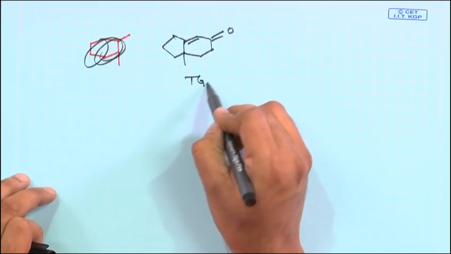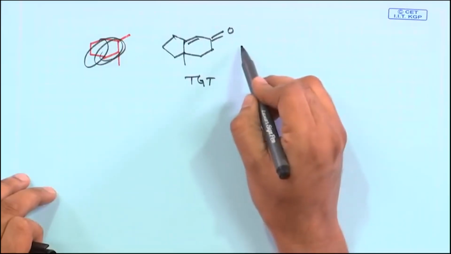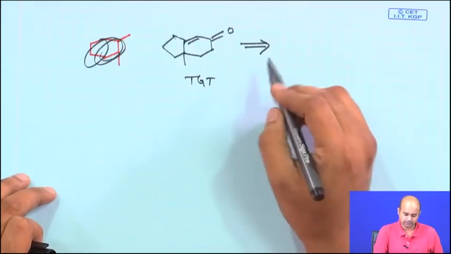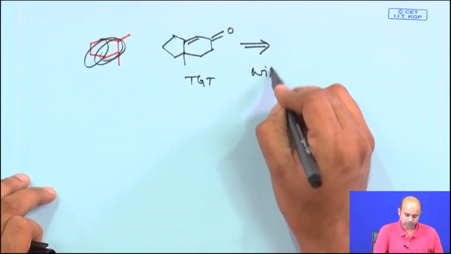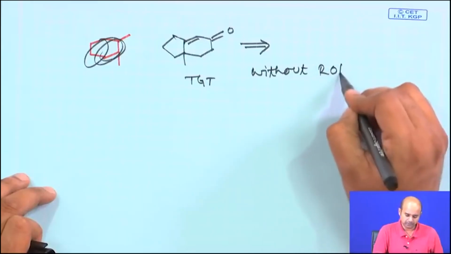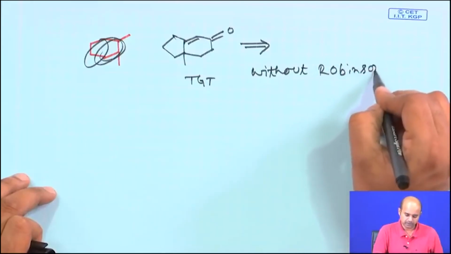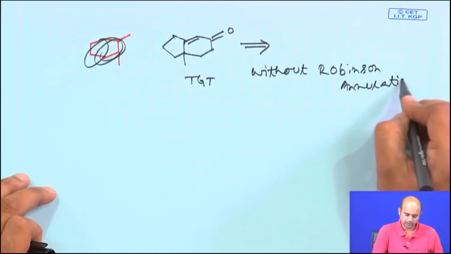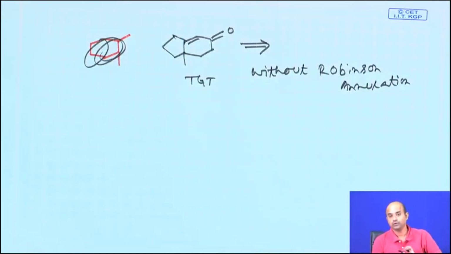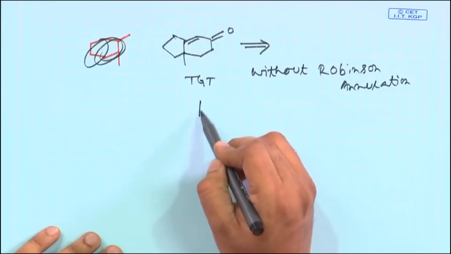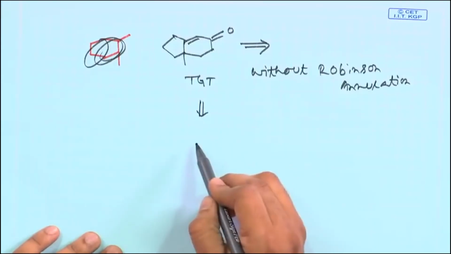I said you take this target molecule and synthesize it without Robinson annulation reaction, and definitely in this case your main option is to use a DMAO reaction. So, the DMAO reaction we have already talked about, and this DMAO reaction is very simple, which is already discussed with you.